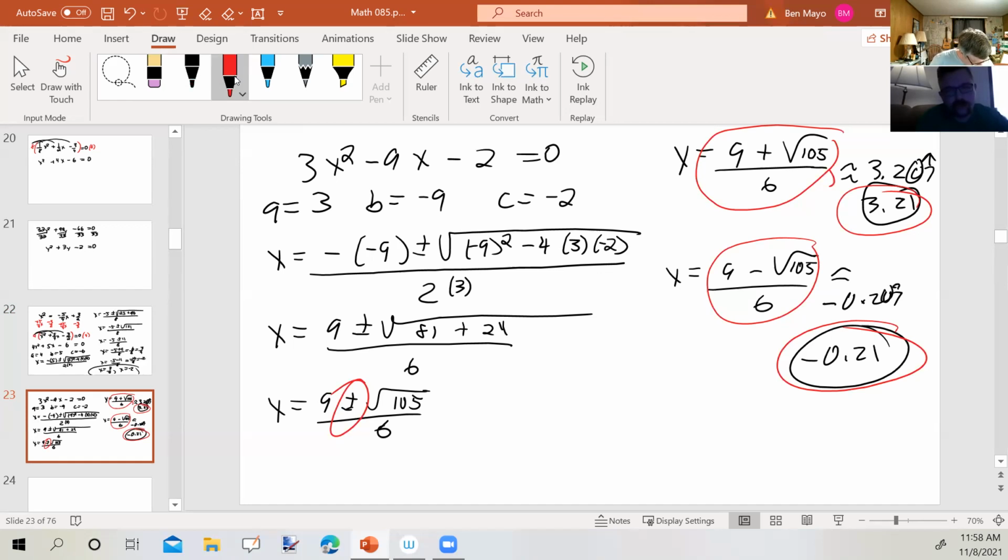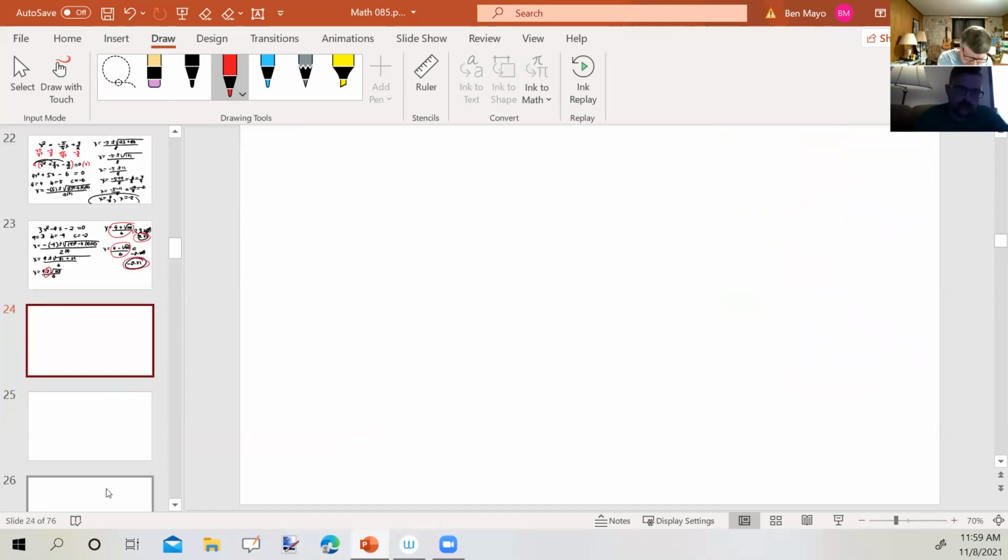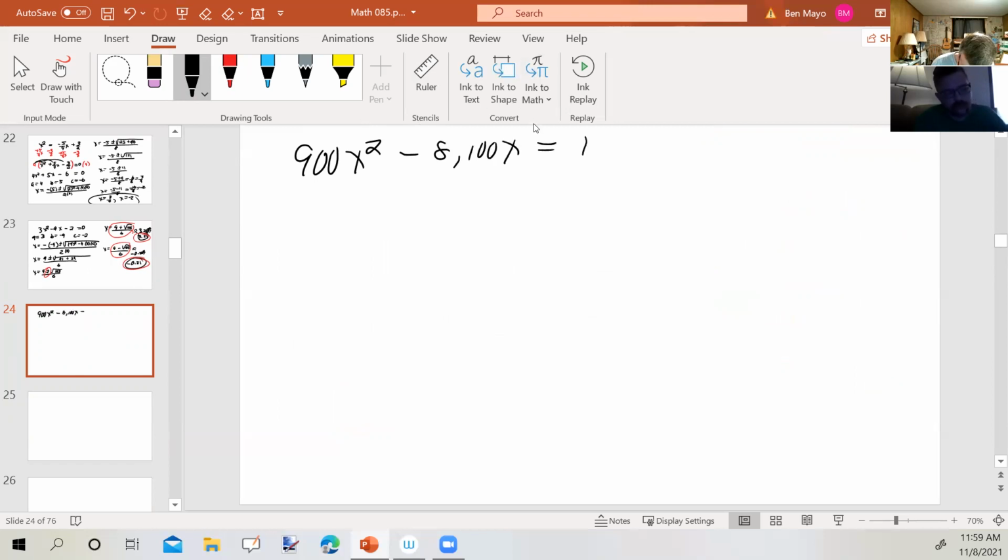Okay. Let's see here. How about this one? 900x squared minus 8,100x equals 1,800. So I'm going to get it in standard form by subtracting 1,800 from both sides of the equation.